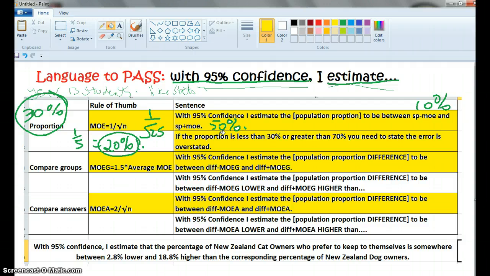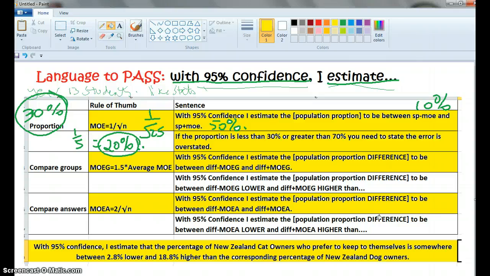So the next one, the comparing of groups, with 95% confidence, I estimate. Now, population proportion difference, what I mean is, if you look down here, I estimate the percentage of New Zealand cat owners, so that is the population, who prefer to keep to themselves is the proportion, is somewhere between this lower and that higher, or if they're both higher, it's between this and that higher, than the corresponding percentage of dog owners. So it's that sentence structure you need. So the things to tick off is, with 95% confidence I estimate, the next thing to tick off is, have you got the population in there? And have you got the proportion that you're saying you're reporting on or that you're comparing to? Am I making sense?